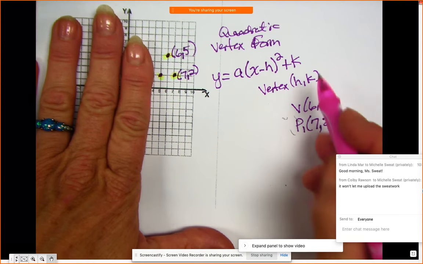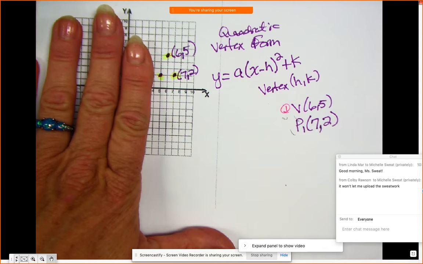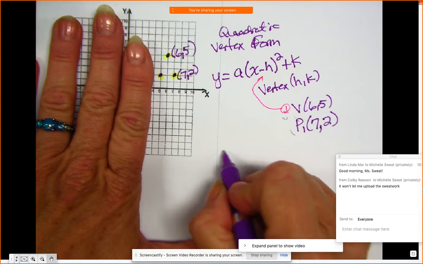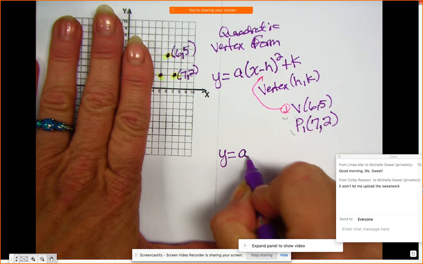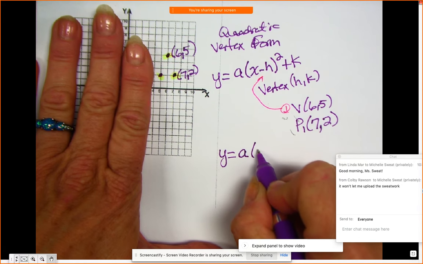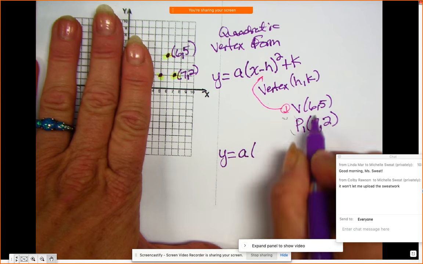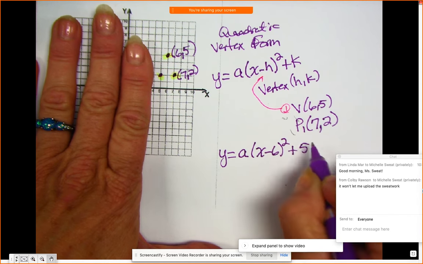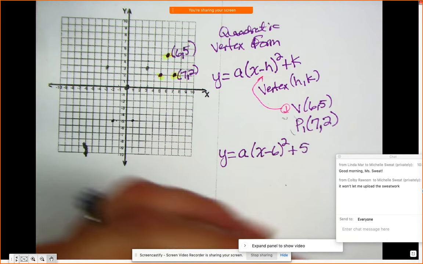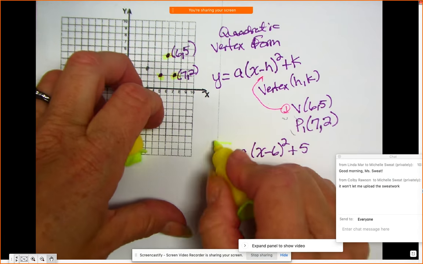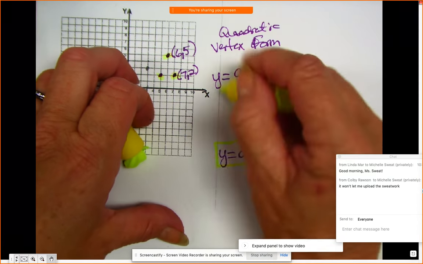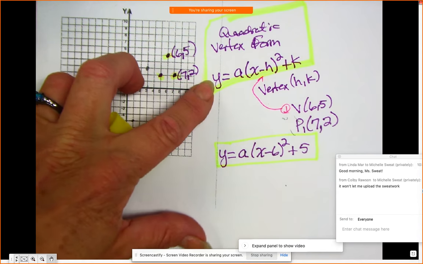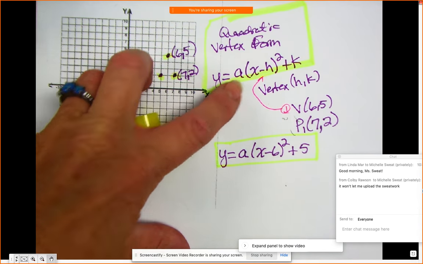Okay, the first thing you're going to do is take the vertex and substitute it into our equation. So I'm going to start off with y is equal to a, I don't know what the coefficient is. That's part of what we're going to be doing today. The vertex is 6, 5, so I do (x minus 6) squared plus 5. Everyone understand how I got that? If anyone doesn't quite get that, all I did was take our generic equation for the vertex form of a quadratic, and I plugged in the vertex.